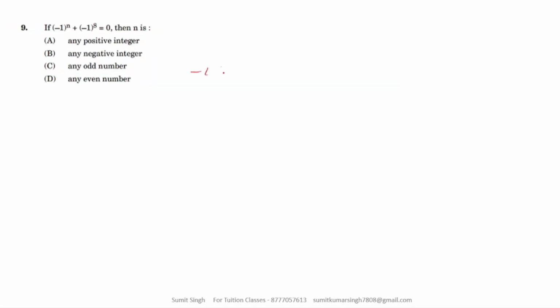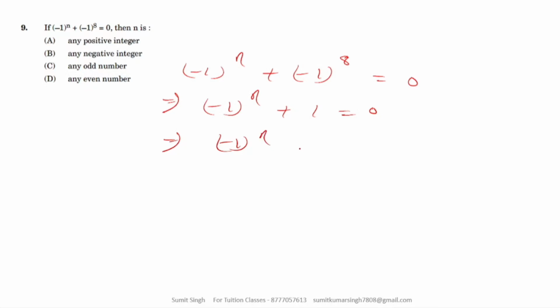We have the condition (-1)^n + (-1)^8 = 0. When we simplify, we know that (-1)^8 is even power, so of course we will get a positive value, so it will be 1. So (-1)^n + 1 = 0. Now (-1)^n is equal to -1, because 0 minus 1 will be equal to -1.